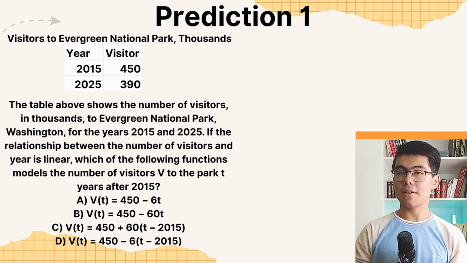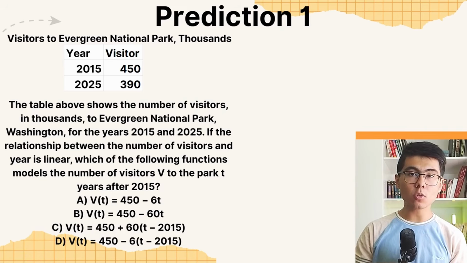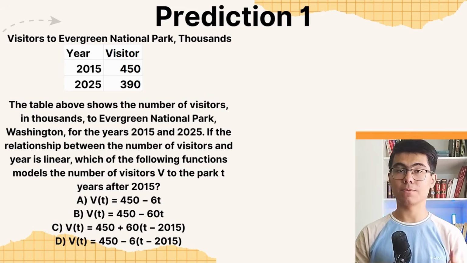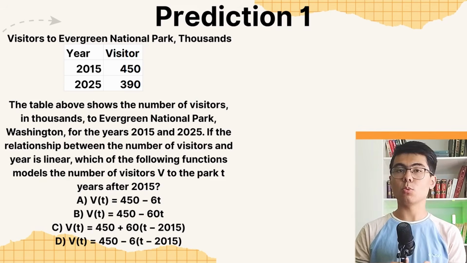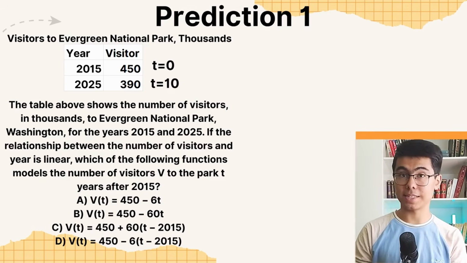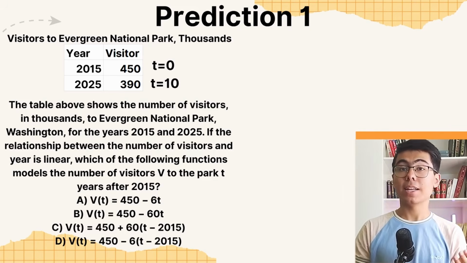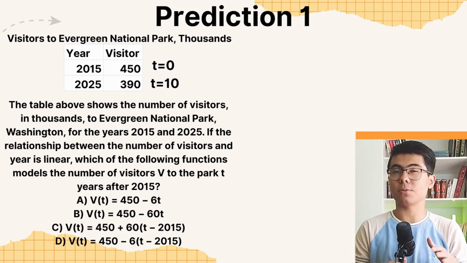The table shows Evergreen National Park visitors for 2015 and 2025, but the way the years are listed is not directly what you plug into the equations. So the question asks for V of t, the number of visitors t years after 2015. So t equals 0 corresponds to 2015, and t equals 10 corresponds to 2025. Now let's plug points into the answer choices instead of building the line from scratch.